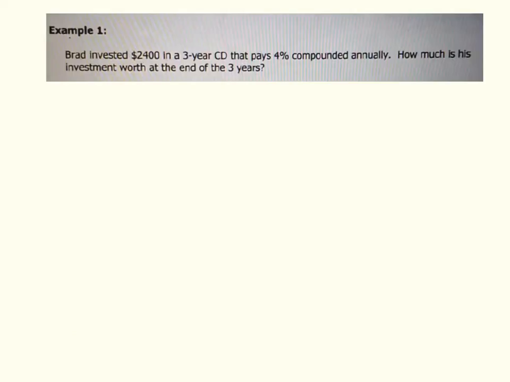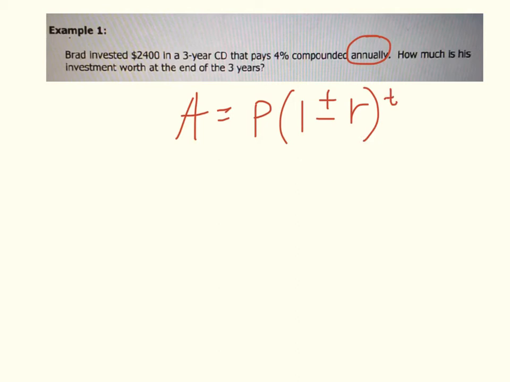All right, let's look at an example of this. It says Brad invested $2,400 in a 3-year CD that pays 4% compounded annually. How much is his investment worth at the end of 3 years? Well, because it's only compounded annually, we know that's once per year, so we're going to use the simple interest formula, which is A is equal to P times 1 plus or minus r raised to the t power.